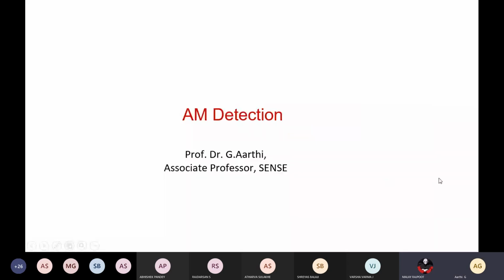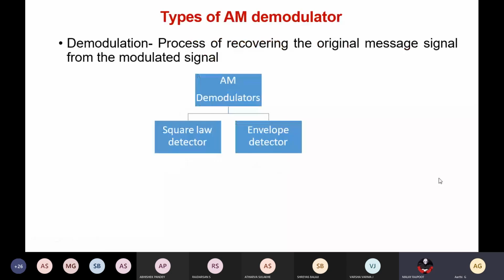So similar to AM modulation, here in the demodulation also we have two different types of AM demodulation. One is using a square law detector, and the other one is called an envelope detector. Demodulation is the process of recovering the original message signal from the modulated waveform. In both these detectors, we are going to pass the AM waveform, the same AM signal we generated, to a detector. We'll start with the square law detector.